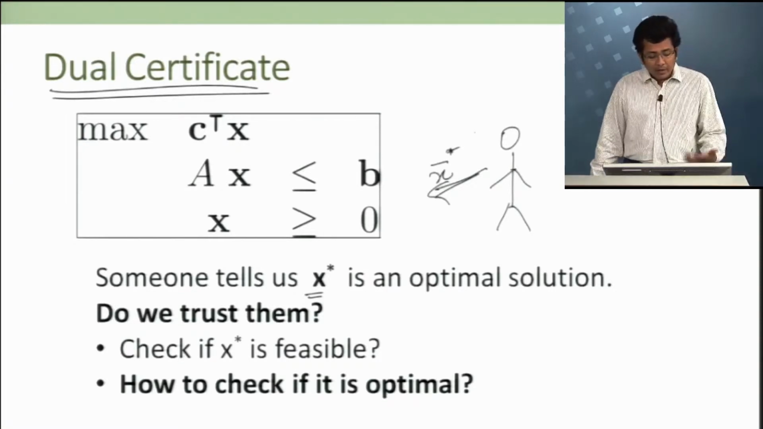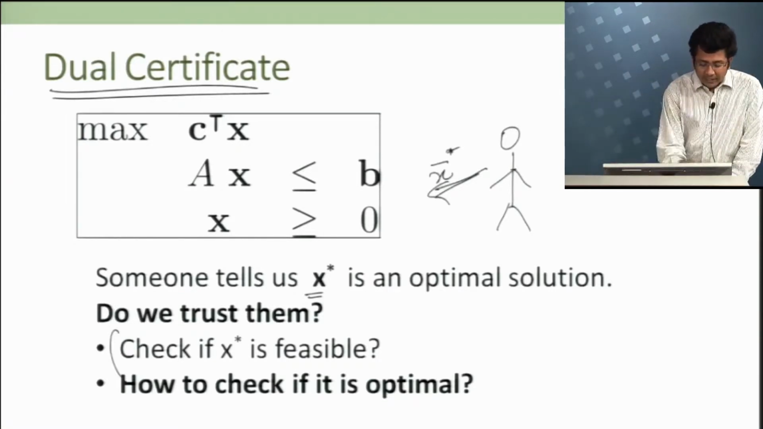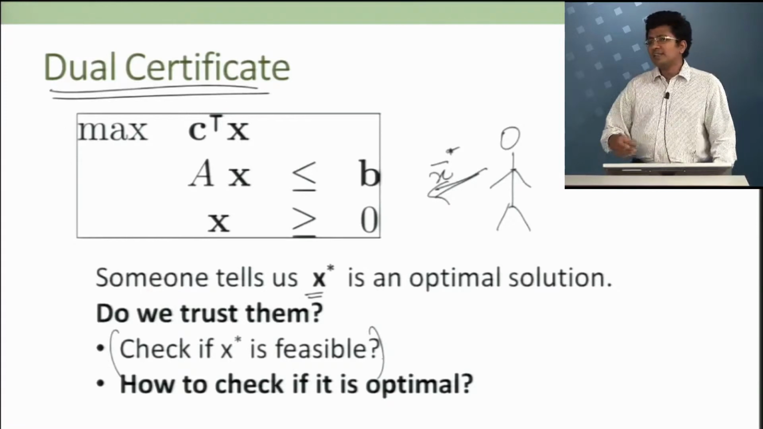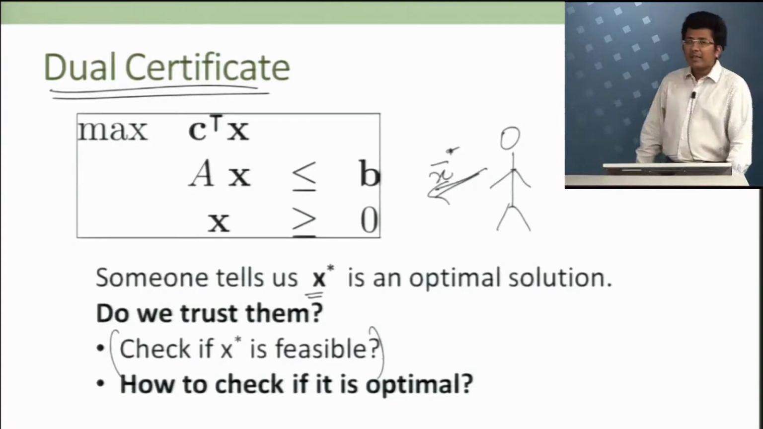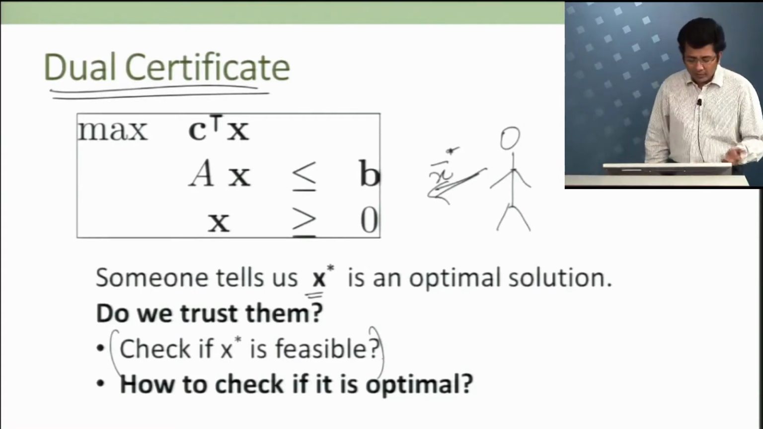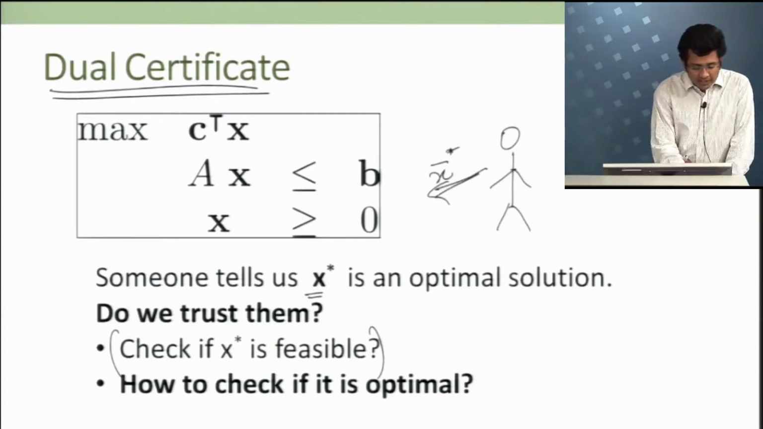Well, one part is simple. We can check if X star is feasible. If it's not feasible, we can say, go away, don't bother me with an infeasible solution. I can check that, that's easy. Now, how do we check if it's optimal?